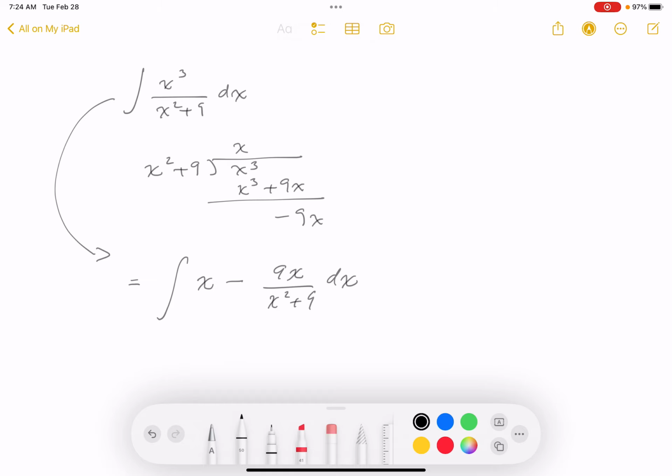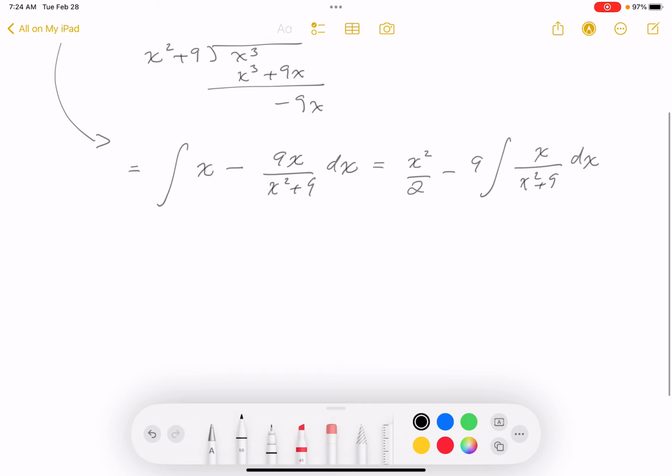All right? So we got that stage done, and I'm looking at this over here, and it's certainly a simpler problem. For example, the first integration is very easy, and the second integration looks like a u substitution is going to work on it. Let's write this down. So you can get x squared over 2 minus 9 integration x over x squared plus 9 dx.